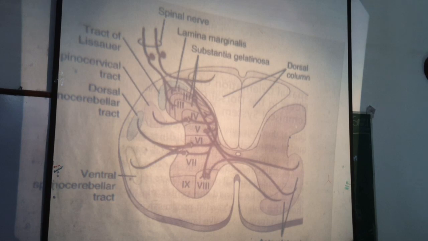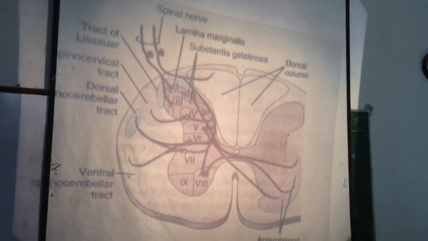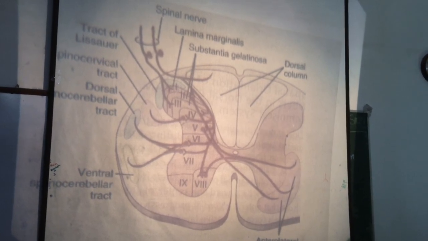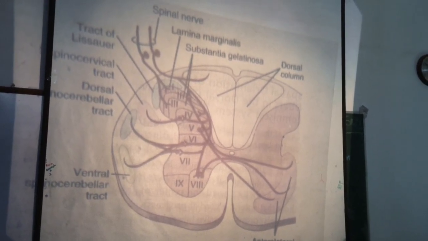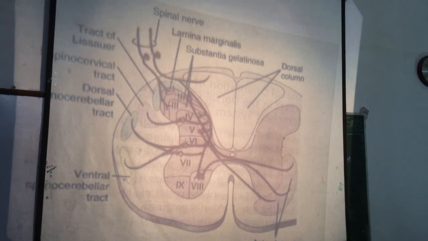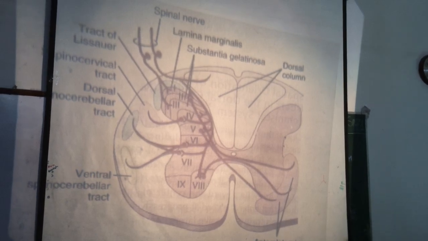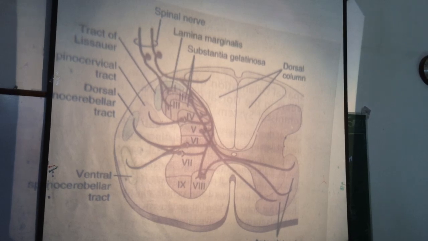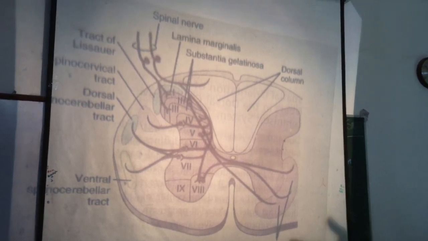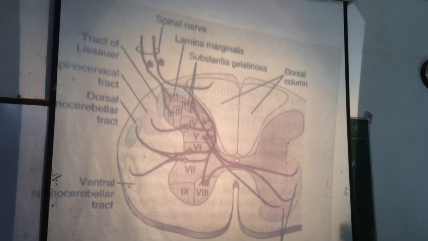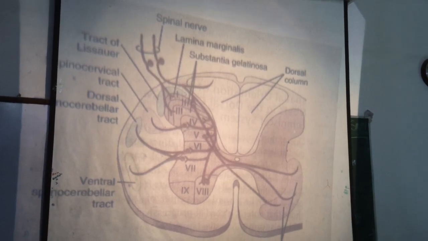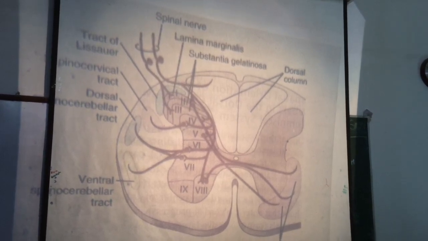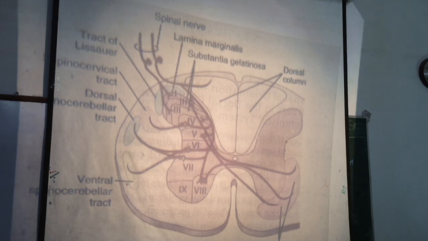The second neurons in the ventral horn or anterior gray columns are the gamma motor neurons. These are small and multipolar. Their nerve fibers come out through the ventral root of the spinal nerve as gamma efferents.